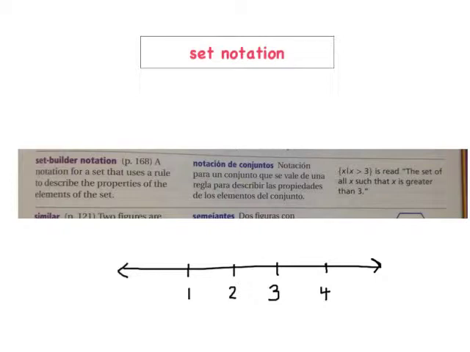So from the book, again, I always start there. It's a good place to start. A notation for a set that uses a rule to describe the properties of the elements of the set. That's set builder notation or set notation. Well, that just seems so far out there, it's not really making sense to me, but it's stuff you've been doing since elementary school. You have to learn how to read it and how to write it in this class.